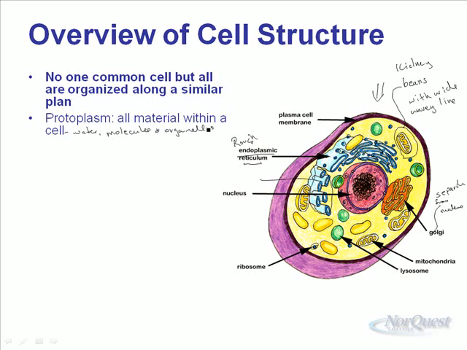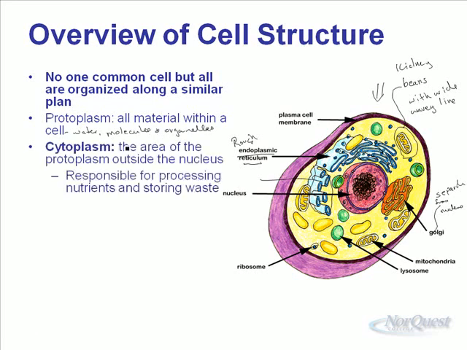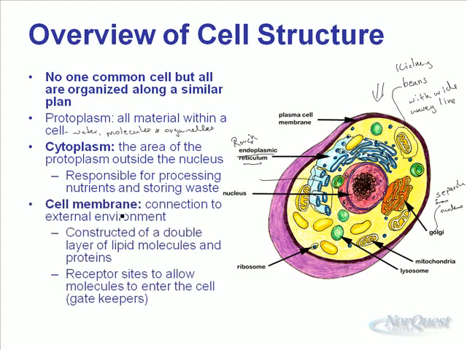So it's everything inside of a cell. Cytoplasm is the area of the protoplasm outside the nucleus. So really, it's all this stuff outside the nucleus but inside of our cell membrane. That's cytoplasm. The purpose of cytoplasm is it's going to be responsible for processing nutrients and storing waste.